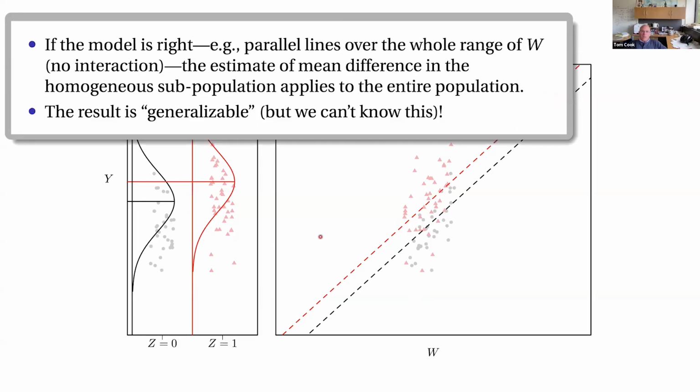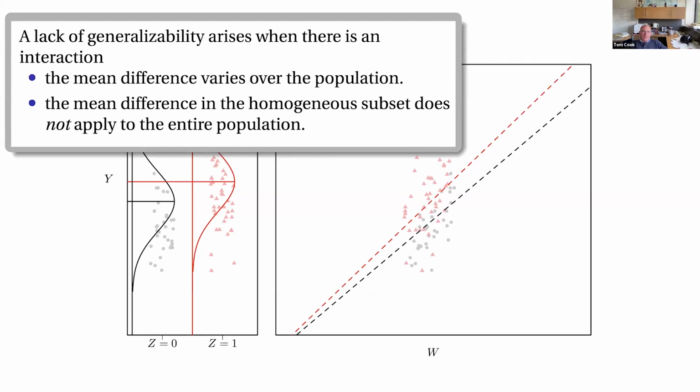But if the model is right, and so these lines are in fact parallel, then this subpopulation, this narrow population, is actually representative of the whole population, so the estimate I get applies to everyone regardless of their underlying W. But of course I can't know that because I haven't observed people outside of that range. But the lack of generalizability arises when there's an interaction. That is, the mean difference changes over the population.